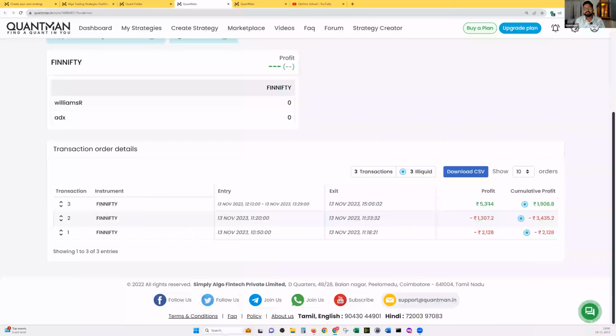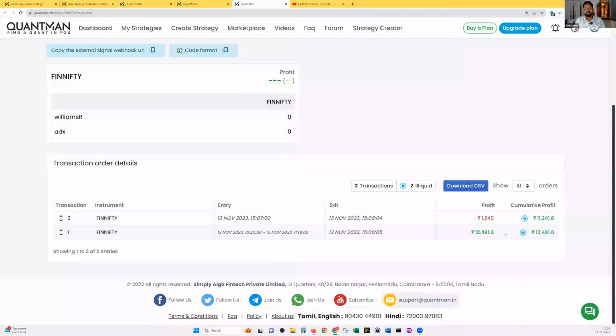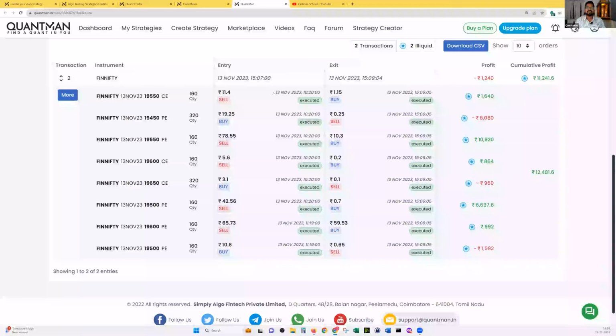In Fin Nifty, the first trade went to a profit of 12,000 rupees, and the second trade went to a loss of 1,240. But this was totally my mistake. I had not stopped the strategy, and after that I corrected the mistake I had made. You can notice one thing, I got the entire premium.